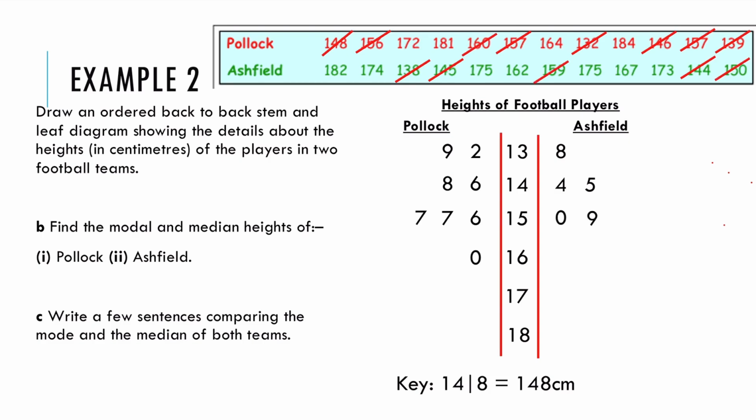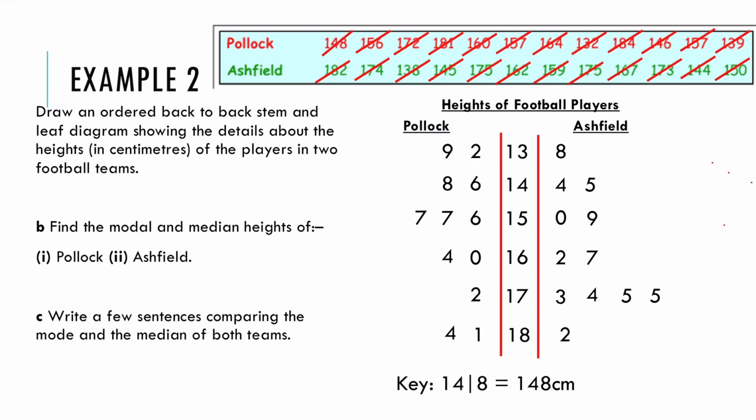Then we're going into the 160s, making sure that I keep it ordered by keeping the smallest ones closest to the stem. Okay, so that is my ordered stem and leaf diagram.